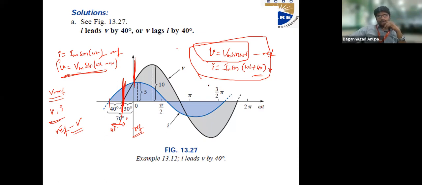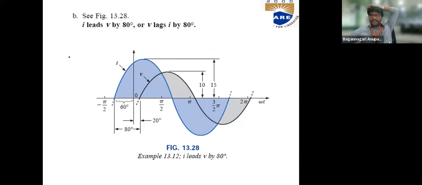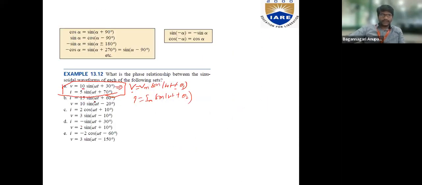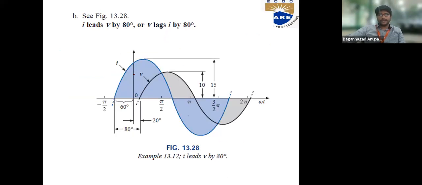Now let us go to case B. What is case B? I leads the voltage by 80 degrees, or V lags the current by 80 degrees. What was the equation given here? I is equal to 15 sine omega t plus 60, and V is equal to 10 sine omega t minus 20. So how can they be represented? One is plus 60, another one is minus 20. So this is the complete representation.